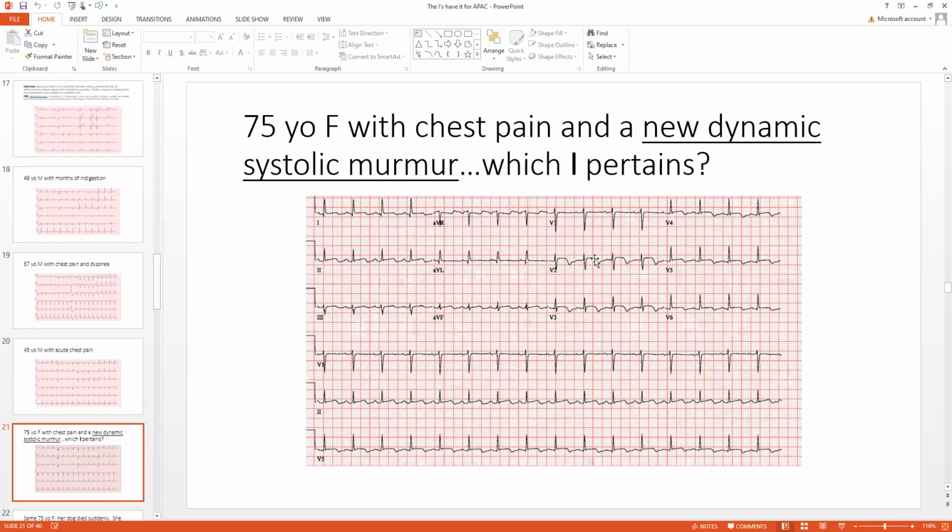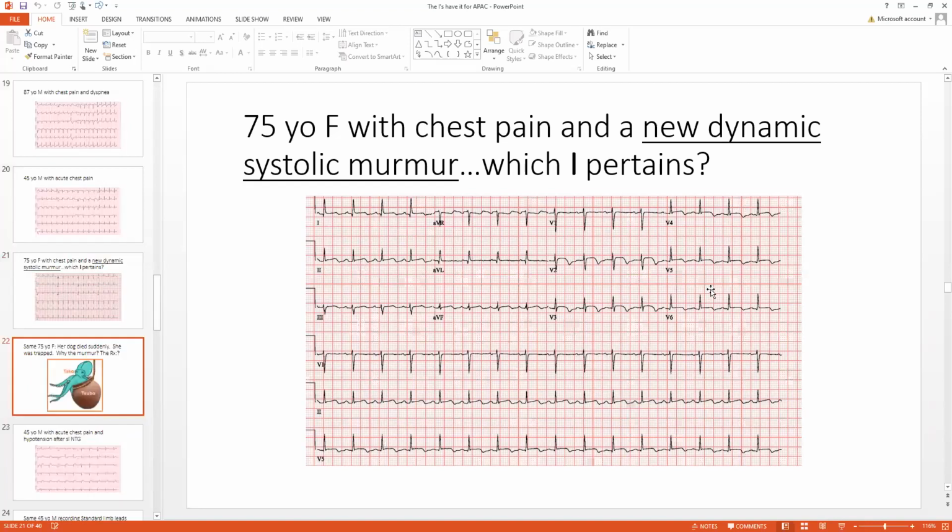Well, we've got ST elevation and T inversion. No Q waves. It's rather diffuse. It starts in V2 and goes to V6. Also involves leads 1 and 2. So let's take a look further.